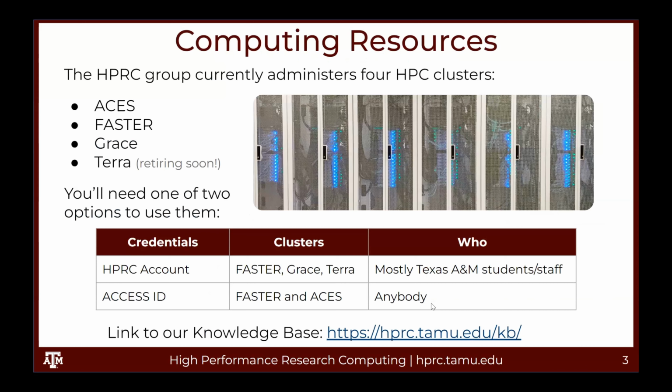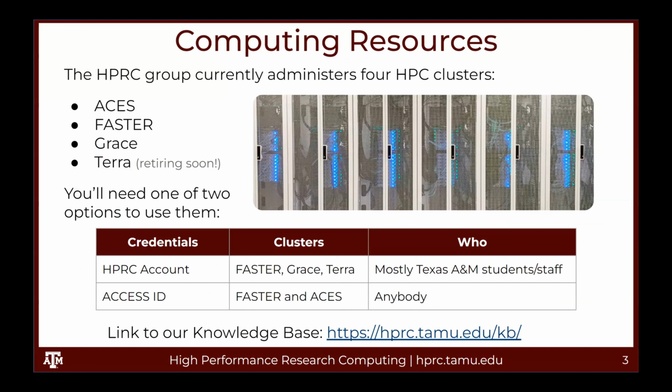Okay, so now let's talk about some of our computing resources. At the moment, we have 4 clusters. They are ACES, FASTER, Grace, and Terra. Just a piece of information: Terra is planned to retire this year, so it's not going to stay for long, but it's there at the moment. It's just something to note.